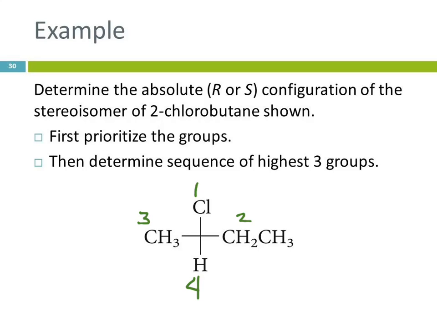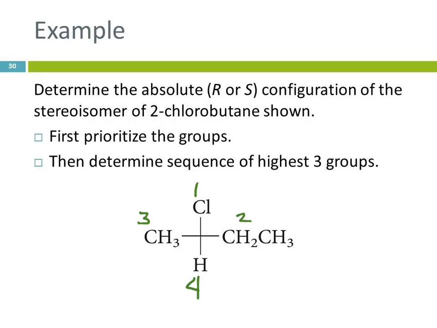And then we determine the sequence of the highest groups. It's helpful if this lowest group is behind. So if it's either in the up position or the down position, that means that hydrogen is going behind the screen. And then we're looking at, are these 1, 2, and 3 in a clockwise position to the right? My right hand would go from number 1 to number 2 to number 3. That's an R.